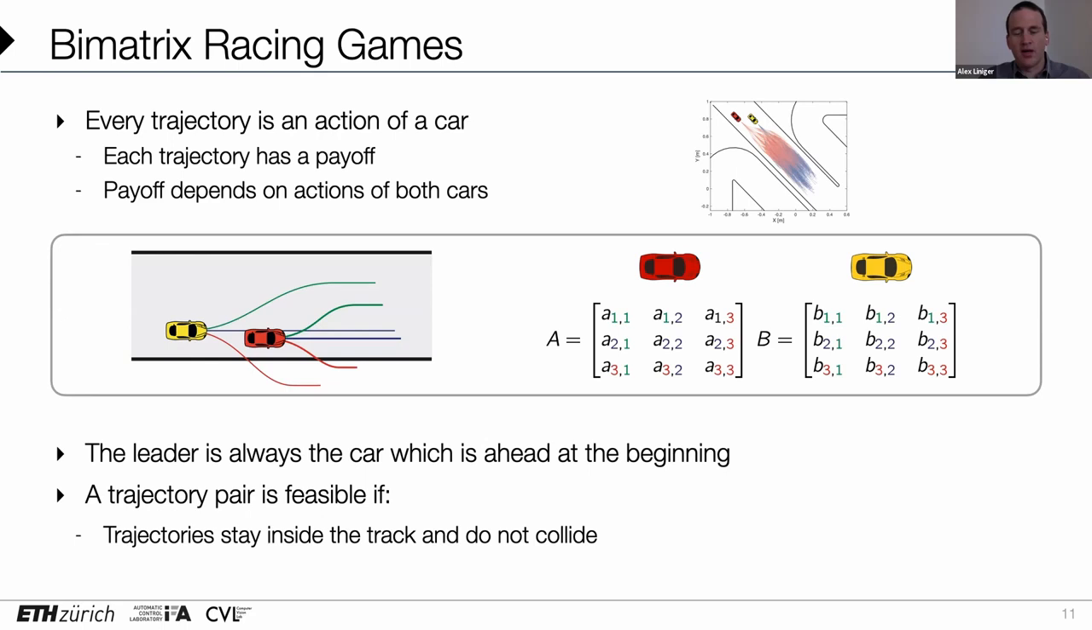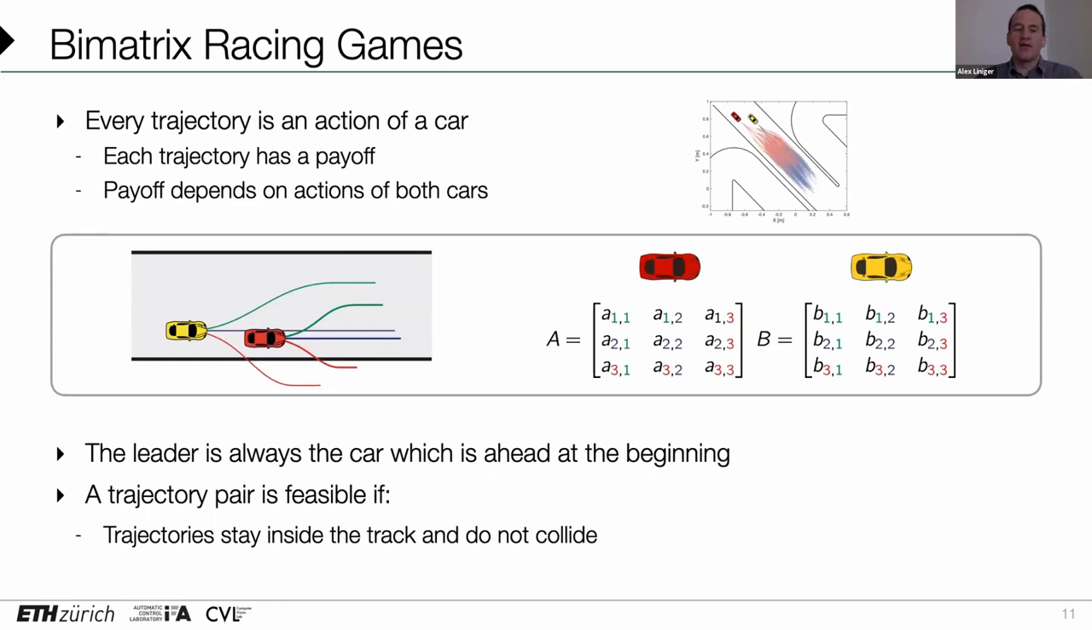And before I continue, some definitions. The leader is always the car which is ahead at the beginning of this small game instance. Since we will solve this in a receding horizon fashion, who is the leader will actually change dynamically over the whole race, but at least for one game, it's always the one which is ahead at the beginning. So in this case, it would be the red.